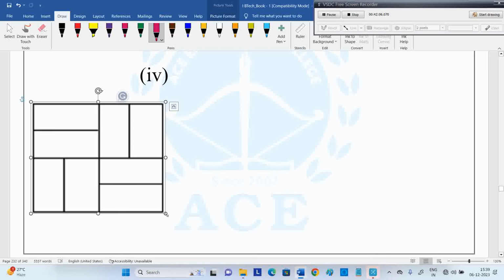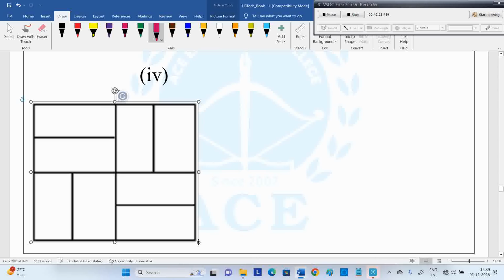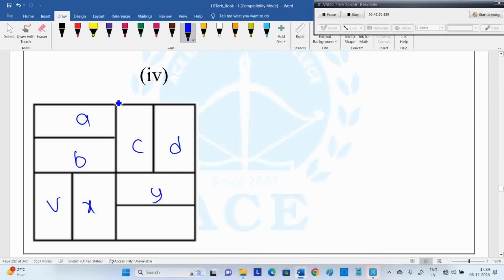Everyone try. Maximum number of... 16, 20, 21. Okay, 17, somebody is saying. You try individual combinations and all those.